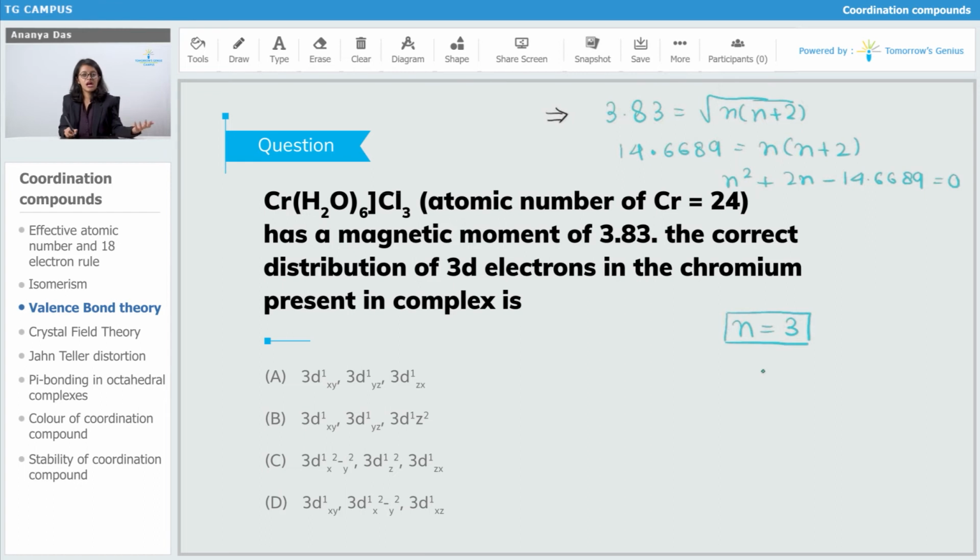And you do not actually have to do all that. The magnetic moment is 3.83. That itself means that the unpaired electrons are 3. Previously when we had calculated our magnetic moment, it came as 2.82, and the unpaired electrons were 2. If the magnetic moment comes as 4 point something, then the unpaired electrons are 4. So here the unpaired electrons are 3.